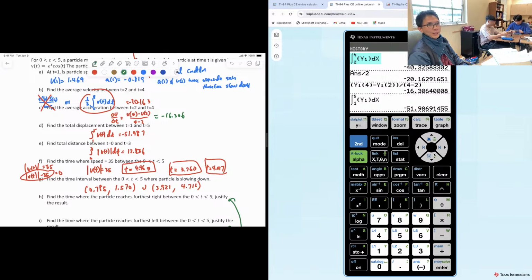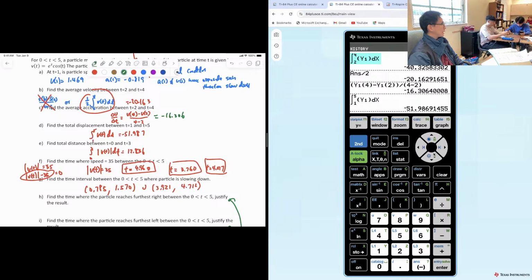Raise your hand if you have questions so far for part A, B, C. Isabel, do you have questions? No? Everybody's okay? I'm going to go to part D. D is total displacement, that means without absolute value, between 1 to 5 of v of t dt. I got negative 51.9867. Total distance is with absolute value, but the time also changed, between 0 to 3, of the absolute value of v of t, equal to 12.836. Got it?